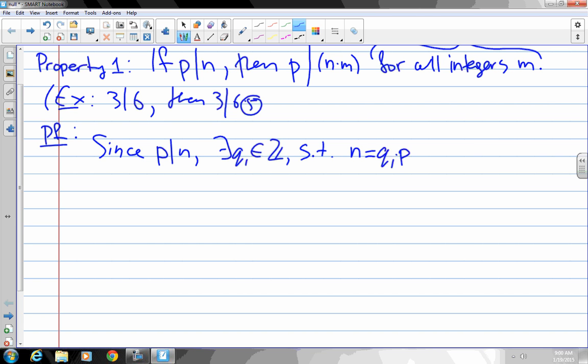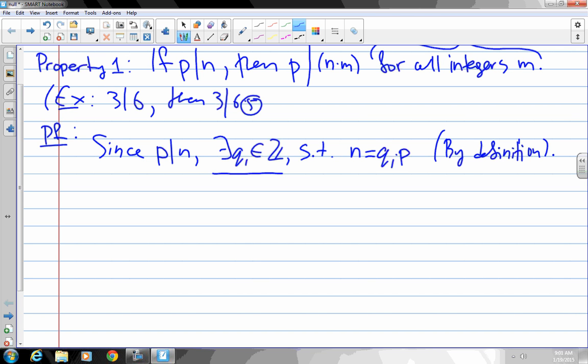Anyways, are you with me so far? That's by definition. This is by definition. Definition of divisibility, right? Just any integer, some integer, right? Because again, we know that P divides N, therefore we can write N as a multiple of P. That's all I'm saying, right? And we're using those subscripts just in case we run out of letters, right?